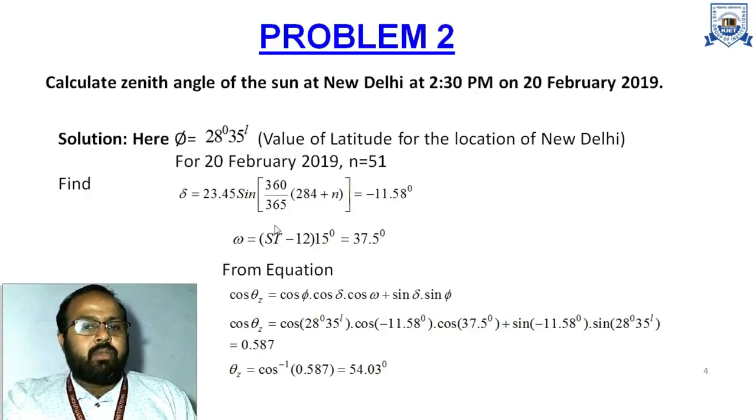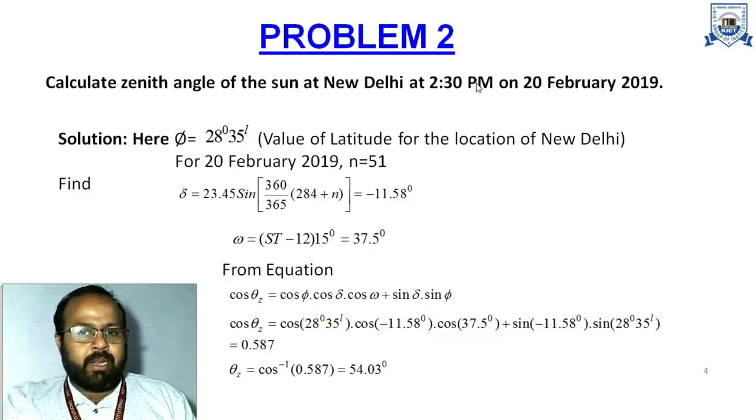Now we calculate the hour angle omega, which is (standard time minus 12) into 15 degrees. The standard time is 2:30 p.m., and standard time is in 24-hour format, so that is 14.30, but 30 minutes is a half, so 14.5 minus 12 into 15 degrees. After calculating, we find the hour angle is 37.5 degrees.